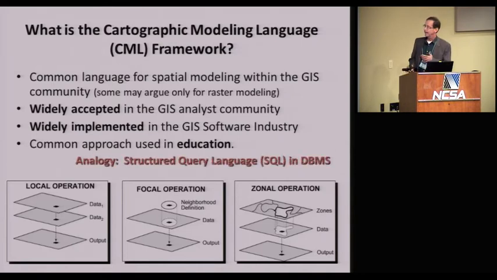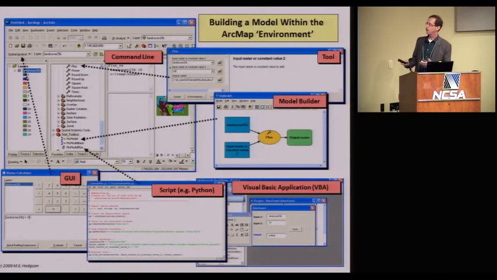Okay. It's analogous to SQL, which everyone's familiar with in relational database management systems. It doesn't matter whether you're using Oracle or SQL Server. You know, SQL is SQL. Okay. There are different ways of implementing a model inside of GIS, either embedded or you can couple it. Some different expressions are using a graphical user interface. We've seen that several times today. A Python scripting approach, which is the common way today.